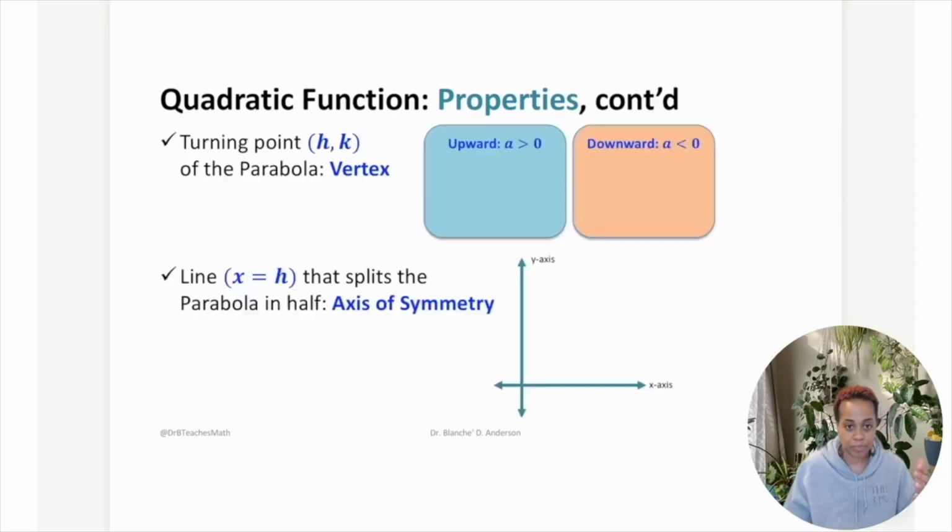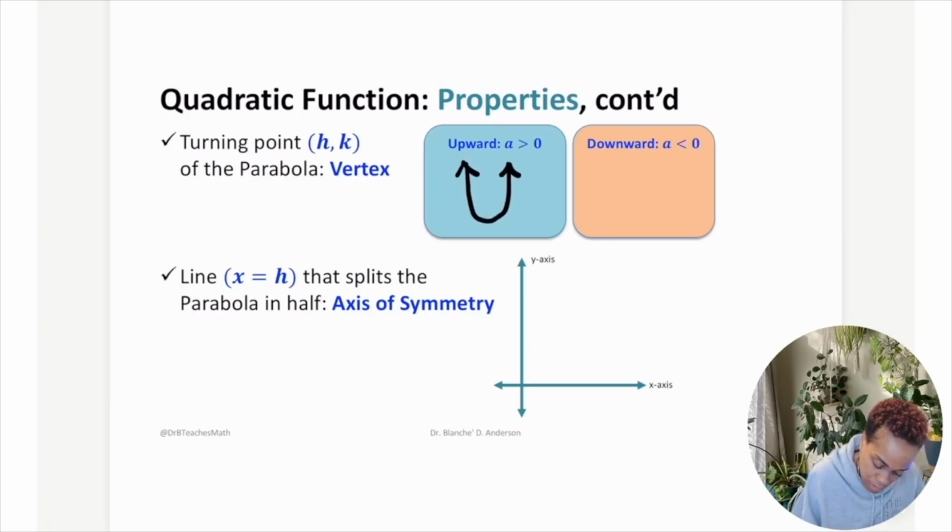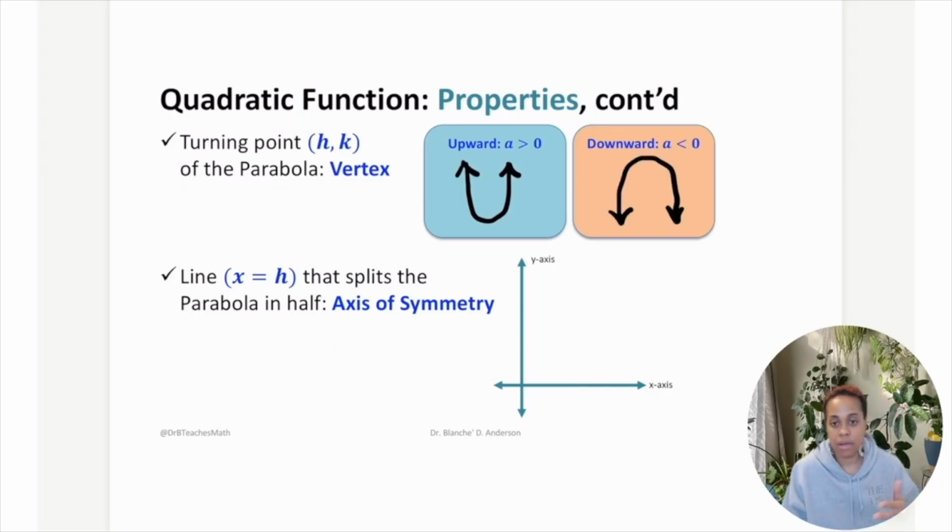Cool beans? Okay, now let me draw those again. So if the a is greater than 0, remember the parabola will open up, or if the a is less than 0, the parabola will open down. Now, that's important because you need to know the direction of the graph when you're trying to graph these.